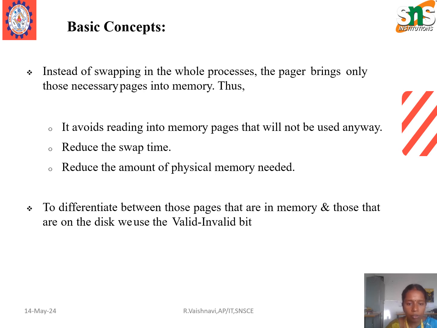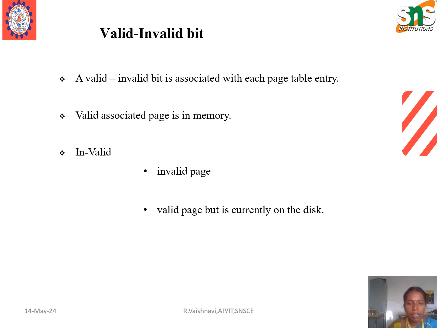Next point, to differentiate between those pages that are in memory and those that are on the disk, we use the valid-invalid bit. The valid-invalid bit is associated with each page table entry. Valid means the associated page is in memory. Invalid means the page is either invalid, or valid but currently on the disk.